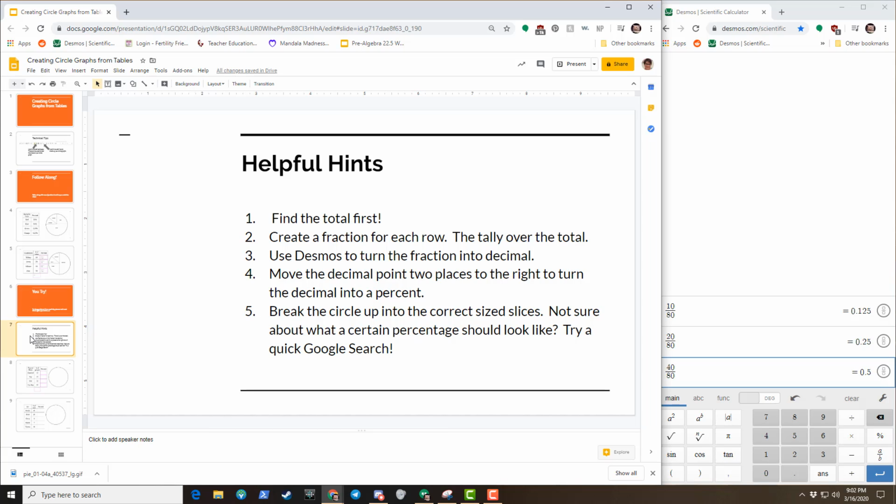Now today we just talked about 50%, 25%, and 12.5%, but in circle graphs we're going to see a lot of different possibilities. So as you go through number 3 and 4, if you don't know what a 33% looks like on a circle graph, just do a quick Google search and you'll be able to find it.